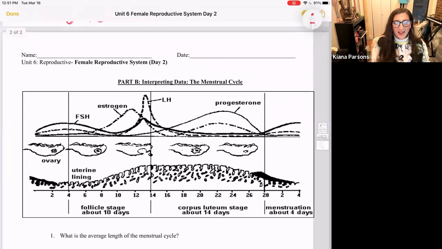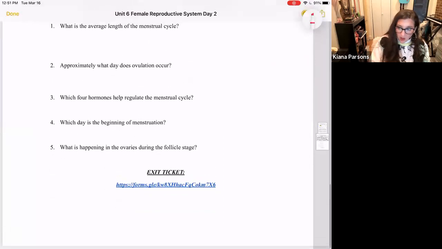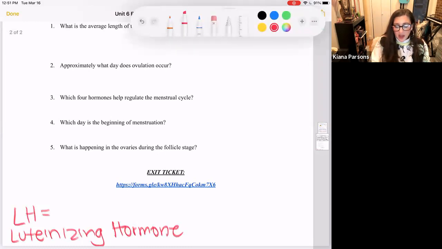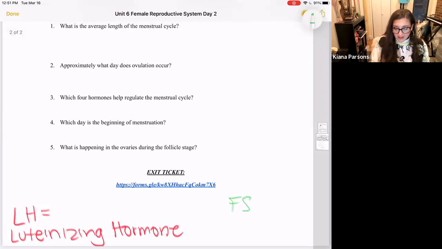Now this diagram can be a little bit confusing, and we have an introduction of two other hormones, luteinizing hormone and follicle stimulating hormone. So hold on, I'll write these down here at the bottom. LH is luteinizing hormone. I think it's spelled like that, but I might have added an extra I in there. And then FSH, what do you think that does? It's called follicle stimulating hormone. Do you think it stimulates the follicle?